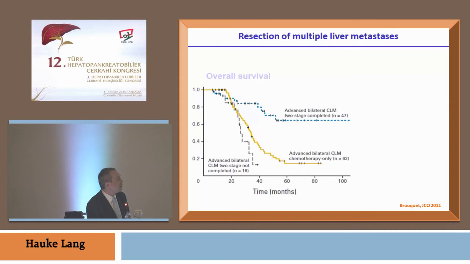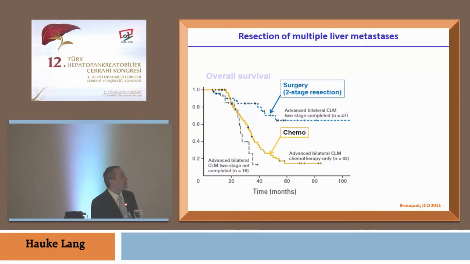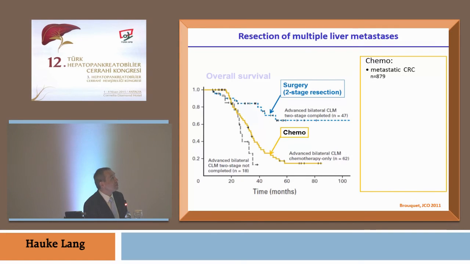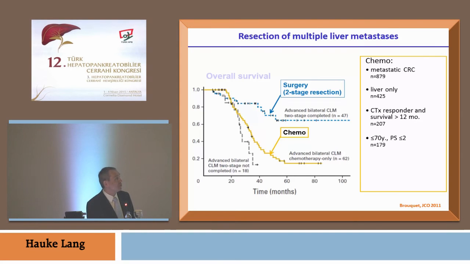And this is the curve of chemotherapy, 62 patients. So this curve is much better than that curve. The worst curve is of those patients who started two-stage hepatectomy, did the first resection, but did not complete the two-stage hepatectomy. Now let's have a closer look at this curve, 62 patients. This is 62 patients out of initially 879 patients with metastatic colorectal cancer. Then they excluded all patients having extrahepatic tumor. Liver only were 425. Then they excluded all patients who did not survive for more than 1 year or did not respond. Only 207 patients were left.